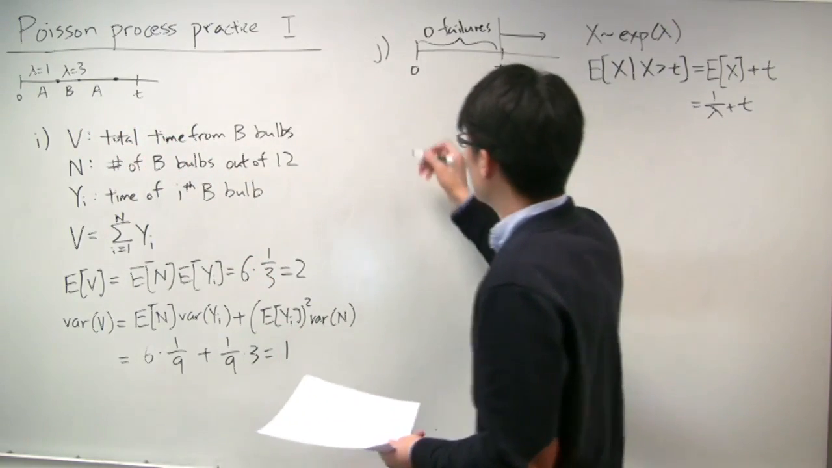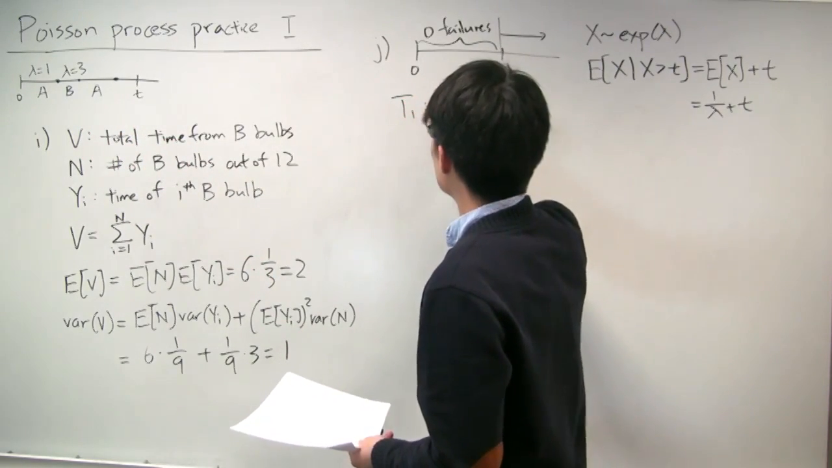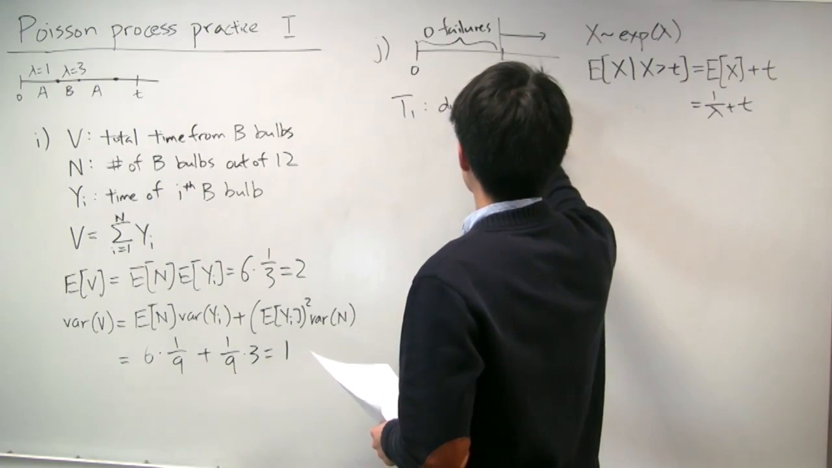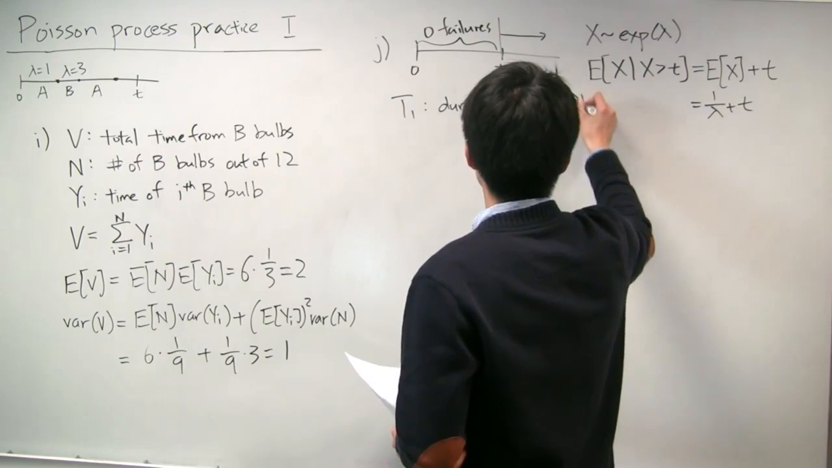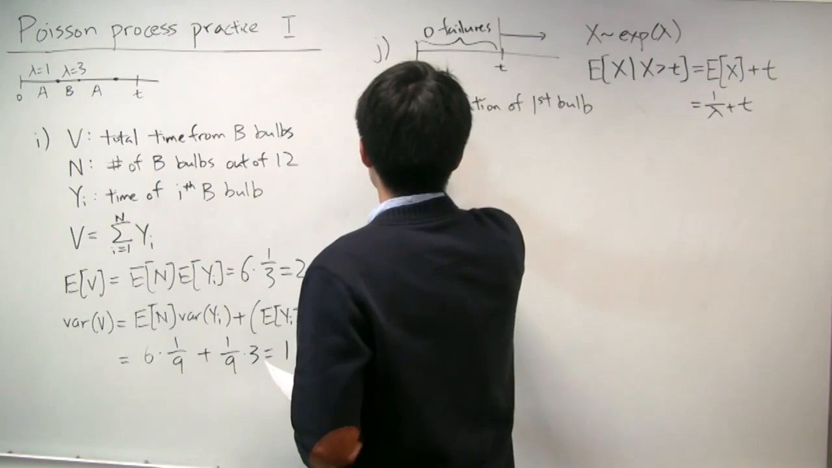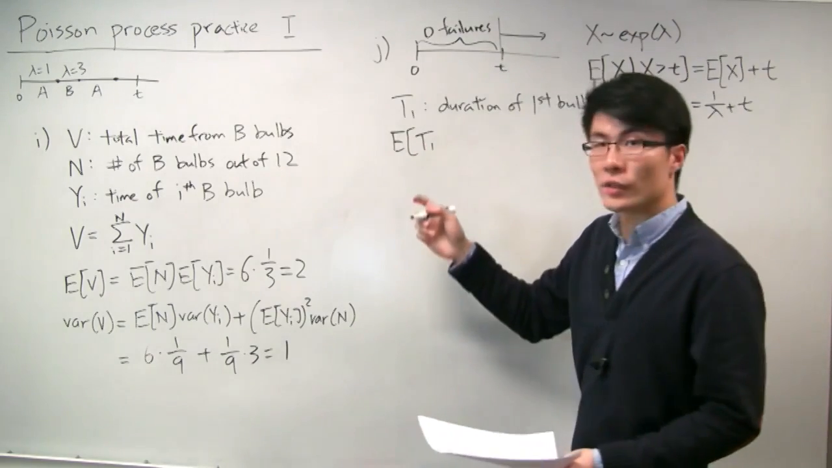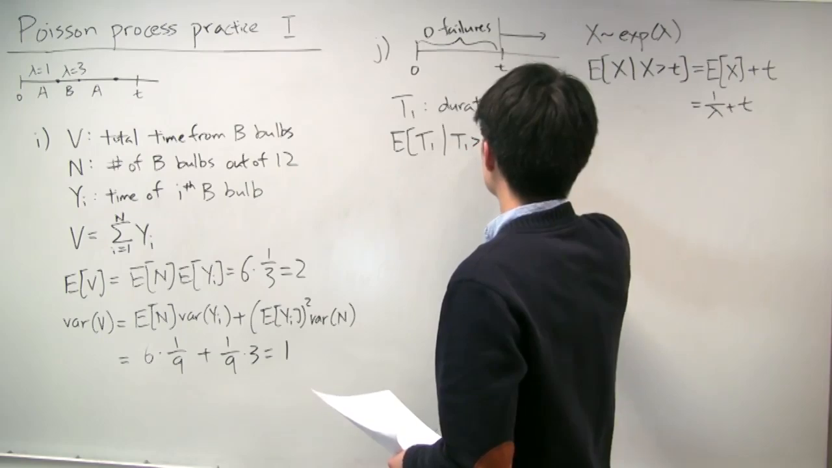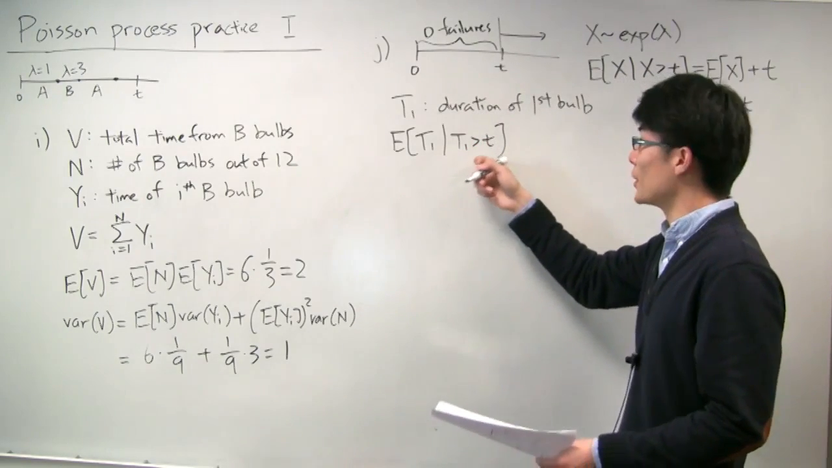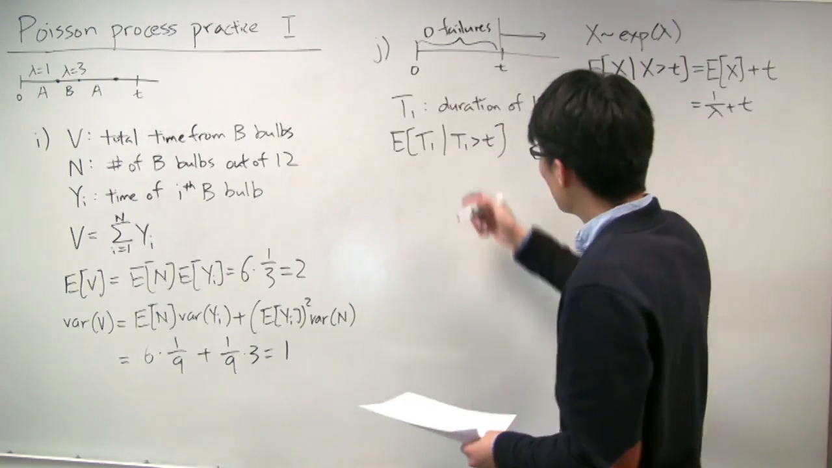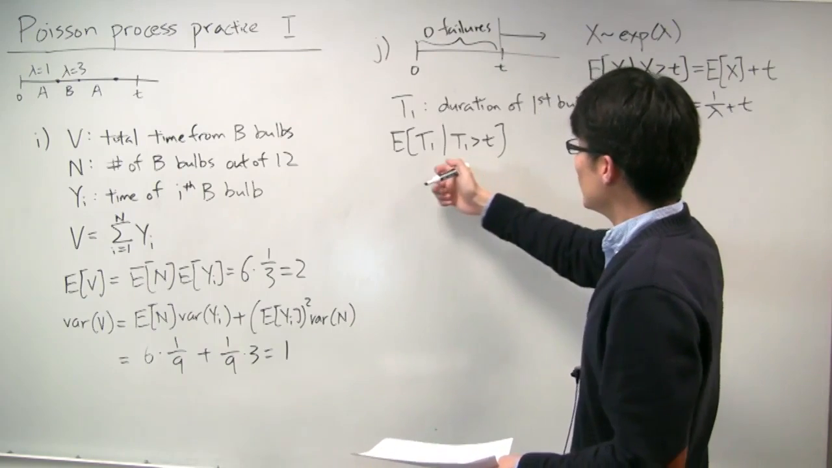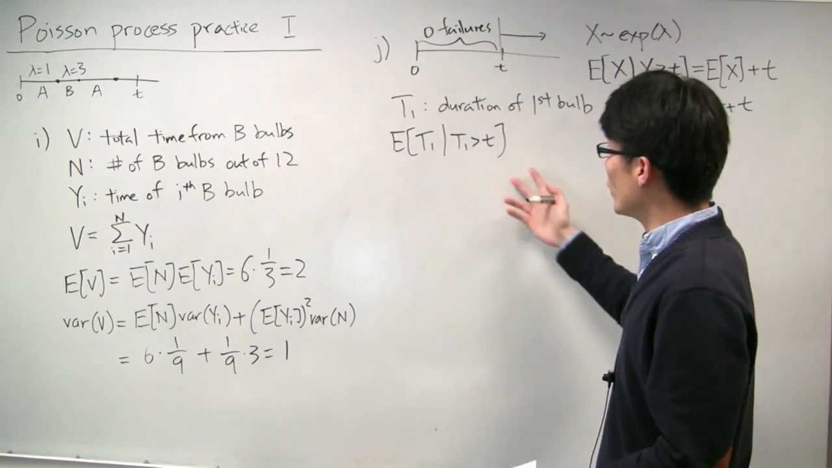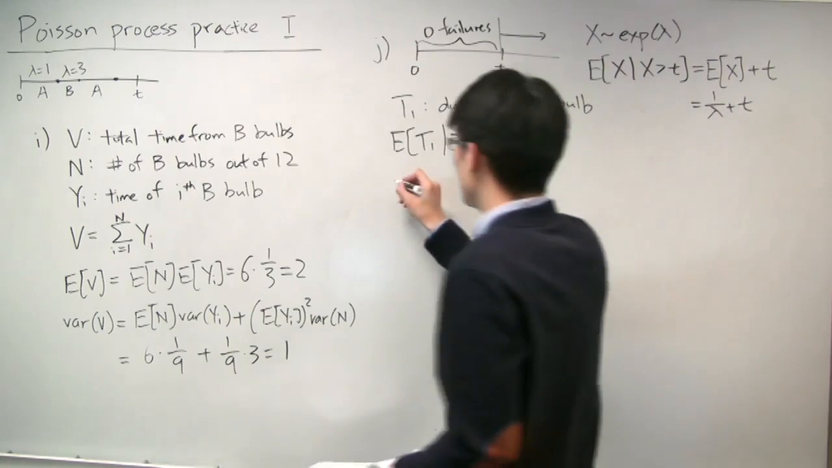So in part A, we already calculated the expectation of some random variable T1, where T1 is defined to be the duration of the first bulb. In part A, we calculated the expectation of T1 unconditioned on anything else. But now we want to calculate the conditional expectation, the expectation of T1 given that T1 is greater than t. If you remember in part A, the way we did this was we used total expectation and split it up into two cases: one where the first bulb is of type A, and another where the first bulb is of type B. And we can do the same thing here.